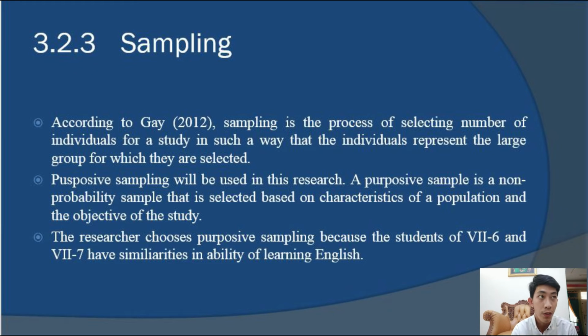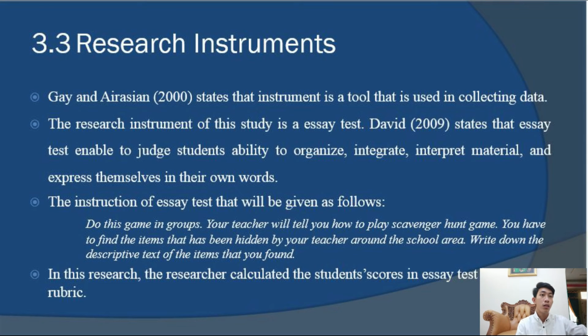According to Gay 2012, sampling is the process of selecting a number of individuals for a study in such a way that the individuals represent the large group for which they are selected. Purposive sampling will be used in this research. A purposive sampling is a non-probability sample that is selected based on characteristics of a population and the objective of the study. The researcher chooses purposive sampling because the students of 7.6 and 7.7 have similarities in ability of learning English.